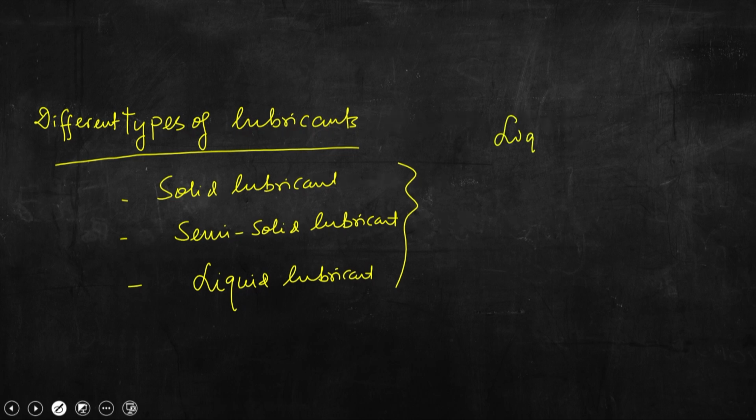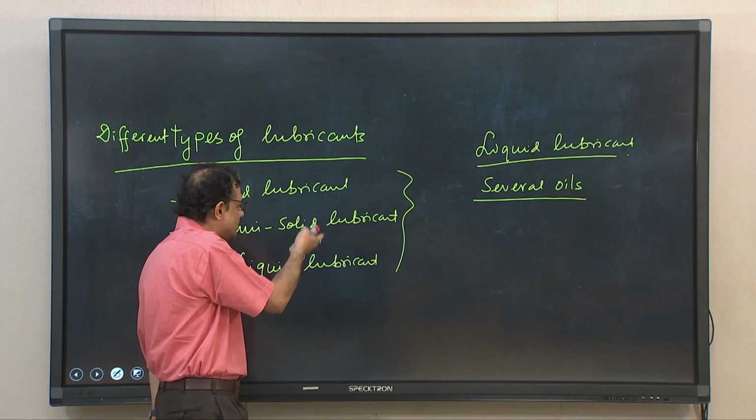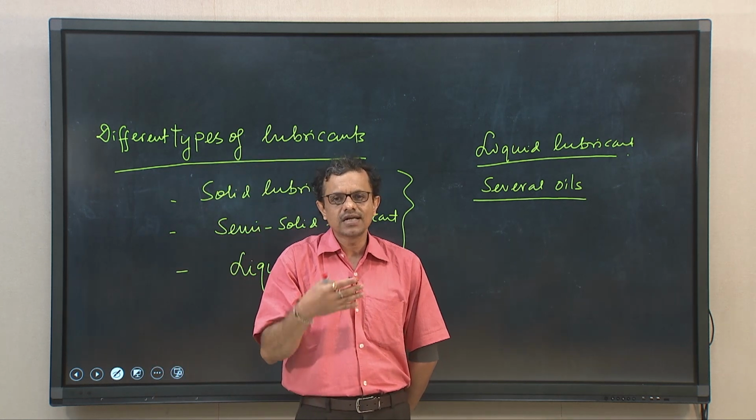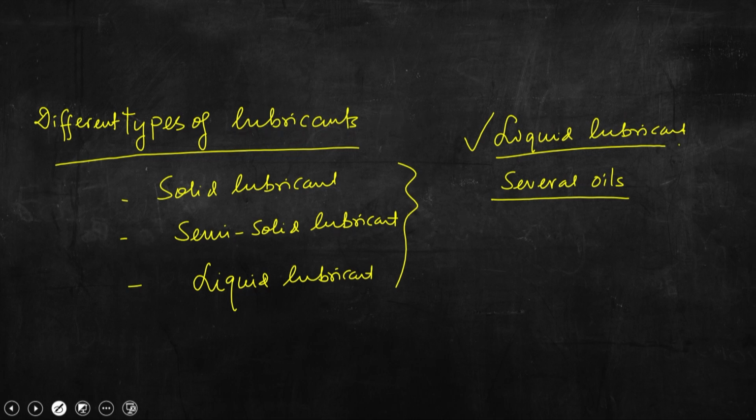If I talk about liquid lubricant, liquid lubricant is typically several oils. Several oils are the example of liquid lubricant. So, you can understand solid lubricant cannot be used everywhere, semi solid lubricant can be used, but again it cannot be used everywhere. Sometimes we need to use semi solid lubricant if there is a problem associated with the retention of liquid lubricant. But in most of the cases, the most common type is liquid lubricant, and the examples are several oils. It can be vegetable oil, animal oil, and finally it can be mineral oil.